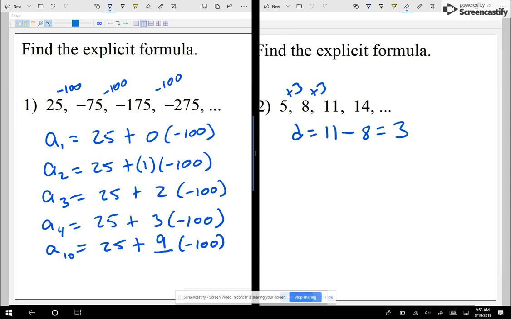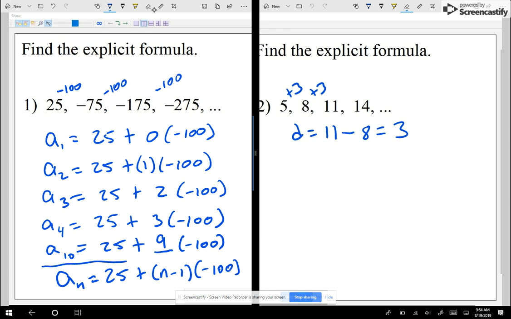Each time, if it's a sub 10, if it's the 10th number, I added the difference 9 times. If it's the 20th number, I'm adding the difference 19 times. So our formula is going to be a sub n, because that means for any number, I'm going to say 25, which is my first number, plus, let me put in parentheses, n minus 1 times negative 100.